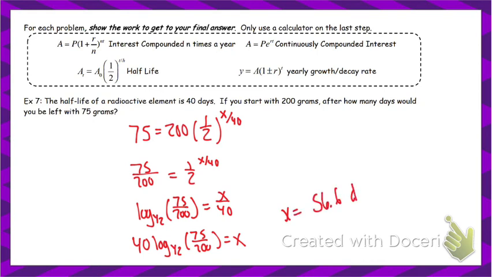And again, with half-life, you can make sure your answer is reasonable. Okay, it's going to be more than one half-life to get down to 75, but not as much as two, because one half-life would put me at 100, another half-life would put me at 50. So somewhere between 1 and 2 half-lives, so somewhere between 40 and 80. Okay, it's reasonable. It makes sense.